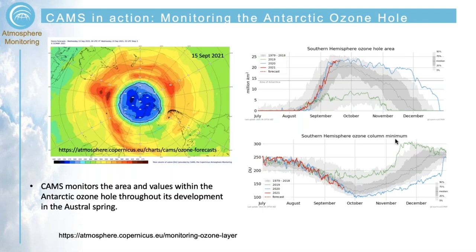And another application, and something which is very relevant right now, is monitoring of the Antarctic ozone hole. With our reanalysis, we're able to compare the current state of the ozone hole with what's happened in previous years over the same period of time. This is showing a chart of the total ozone distribution, very clearly showing the hole with this strong polar vortex on the 15th of September of this year. The two line charts on the right show the ozone hole area and the ozone hole column minimum as a function of time from the start of the season through to the end of the season, to show where the current situation is relative to what we saw last year and in all the previous years.